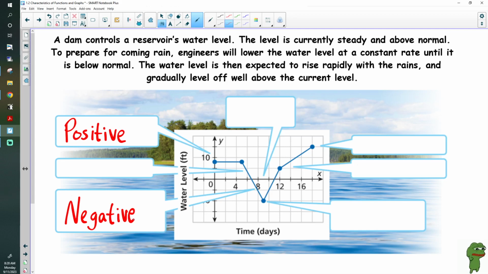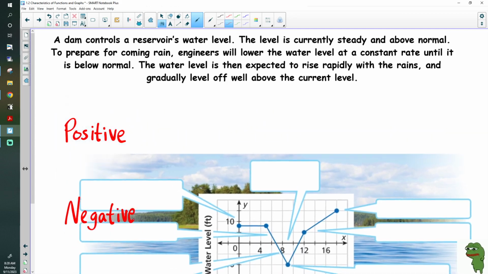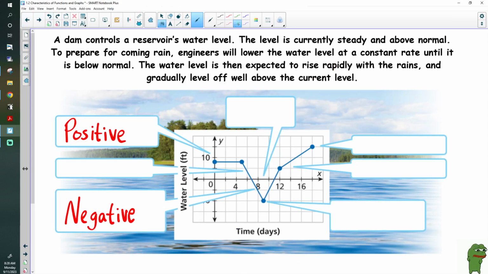So let's look at our first blank on the left. This is pointing at this line right here. What's a good characteristic, a good way to describe what this line is doing? What is that section of our function doing? Yeah, Michael. It's decreasing. It's decreasing.